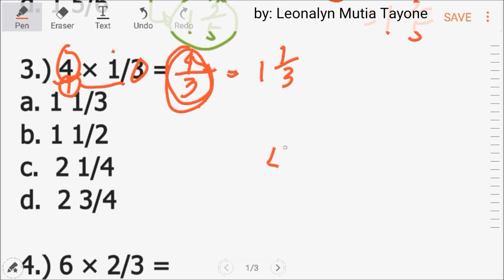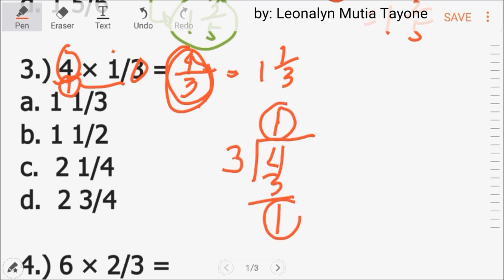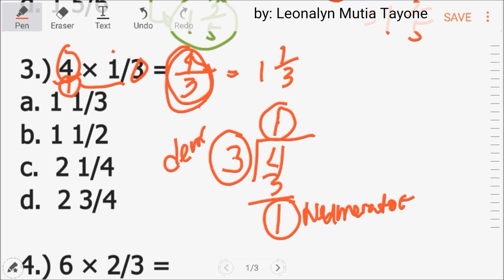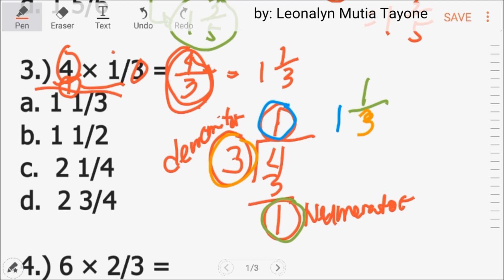How do we do that? It's like this. We divide, 4 divided by 3. That is 1, and then 1 times 3 equals 3. The 1 is the whole number. This is the remainder that we make the numerator. And this is the denominator. To make it clear, let's use colors. This is the whole number, this is the numerator, and this is 3, the denominator. So the answer is letter A, 1 and 1/3.